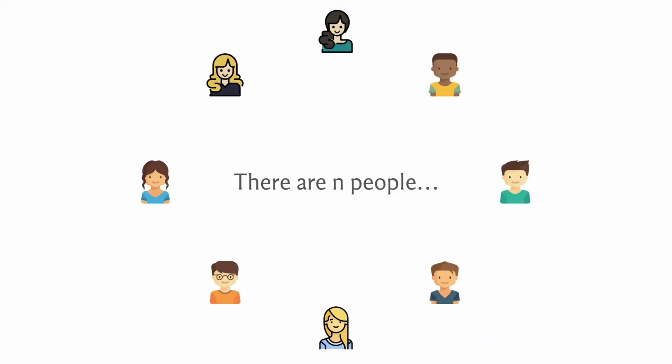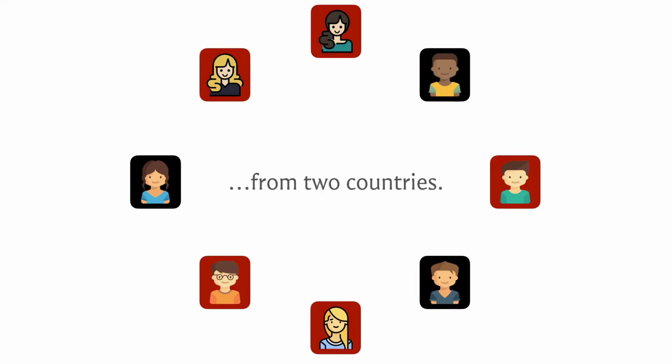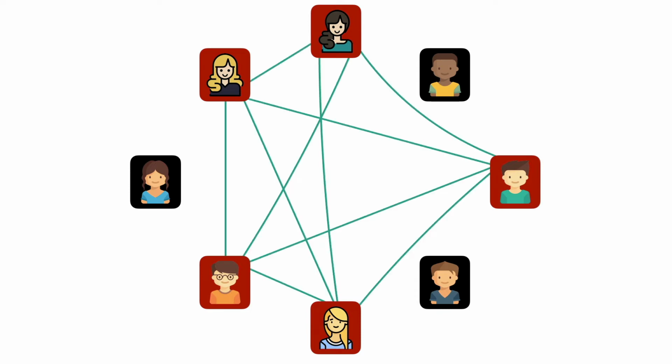We are given that there are n people present at a party or something like this, so that context is not so important. But what we are given about these n people is that each one of them belongs to one of two countries. Here I've coded the two countries with a maroon and a black background. People who are from the same country are all friends with each other.